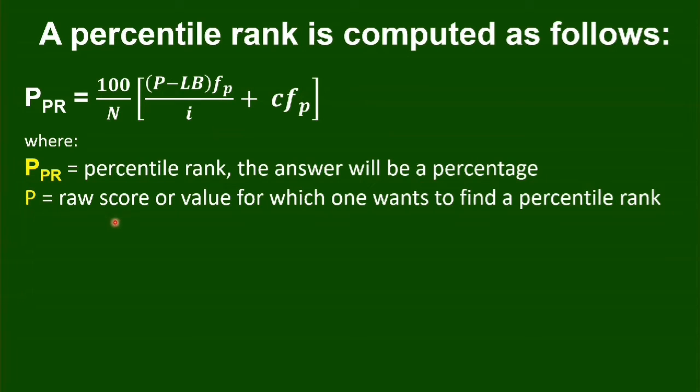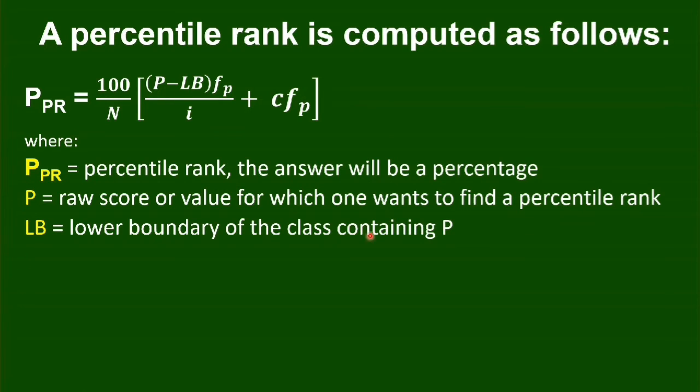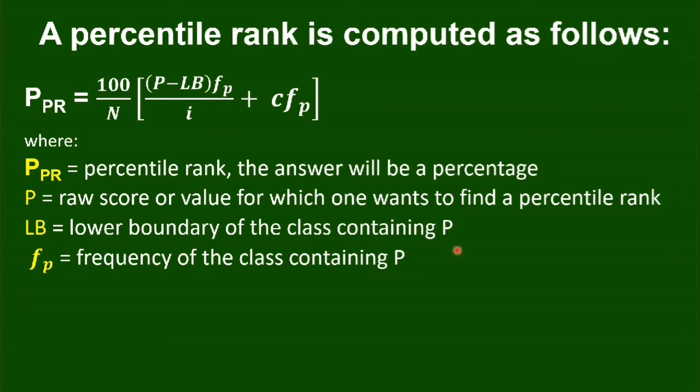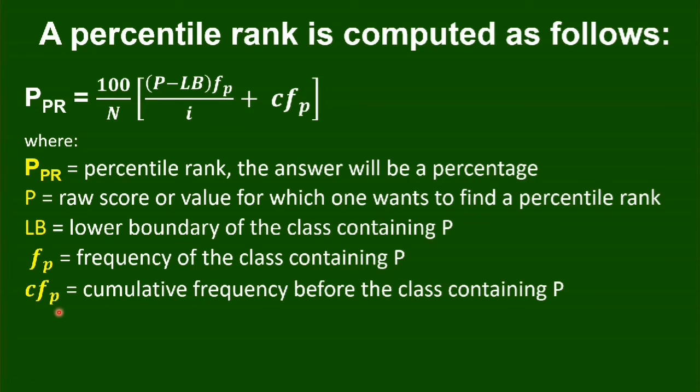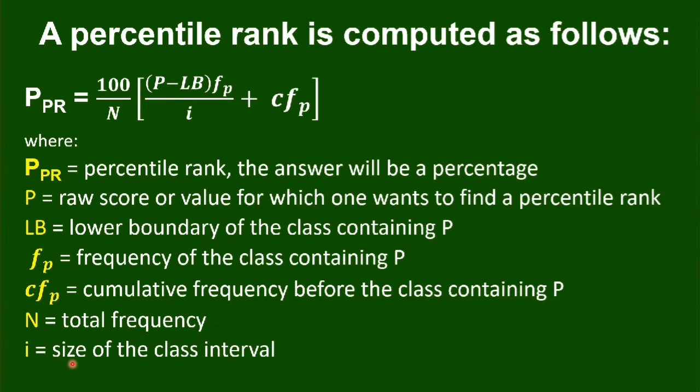P here is the raw score or value for which one wants to find a percentile rank. LB is the lower boundary of the class containing the raw score. F sub P is the frequency of the class containing the raw score. CF sub P is the cumulative frequency before the class containing the raw score. N is the total frequency, and I is the size of the class interval.